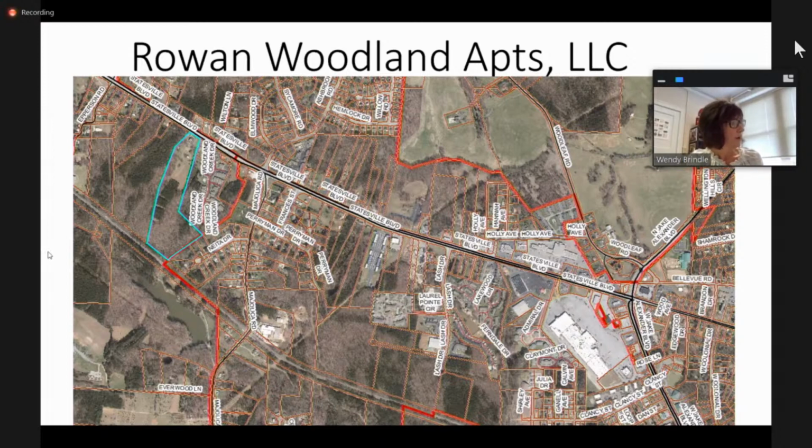So the area that we are considering annexing is shown here in the blue. This is Statesville Boulevard, Jake Alexander Boulevard. The dark red line is our city limits. And you can see this is a contiguous annexation. It does touch our city limits at this point.